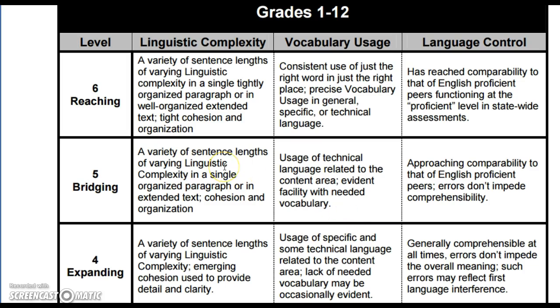At level 5, they're approaching the same level as their native English-writing peers, and the errors that they're making do not ever impede comprehensibility, but they might be a little bit obvious, and they might demonstrate that the student is not a native speaker of English. However, they're not affecting our ability to understand them. And lastly, at level 6, they are proficient on statewide assessments. They're at the point where they can reach grade level and write like their native English-speaking and writing peers.